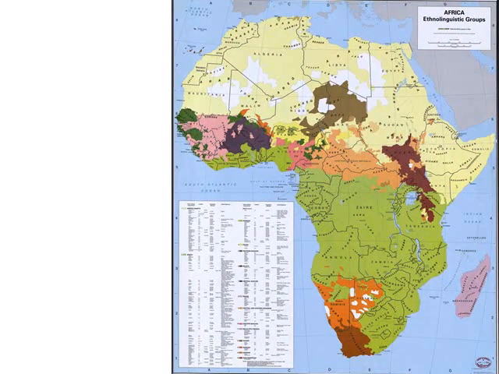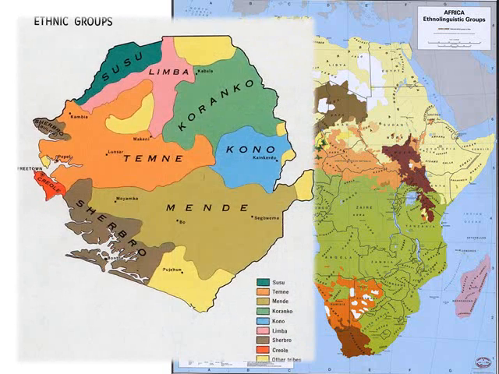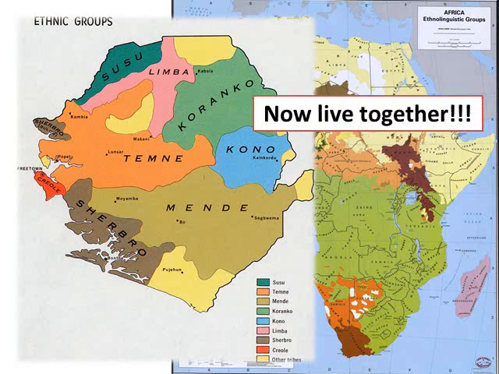This is kind of a map of all the ethnic groups in Africa. And I believe this is Kenya. Yeah, this is Kenya. You can see all the different ethnic groups that were crammed together and pushed together, and it created a huge amount of tension. They said, pretty much, now you've got to live together, and it didn't go well.